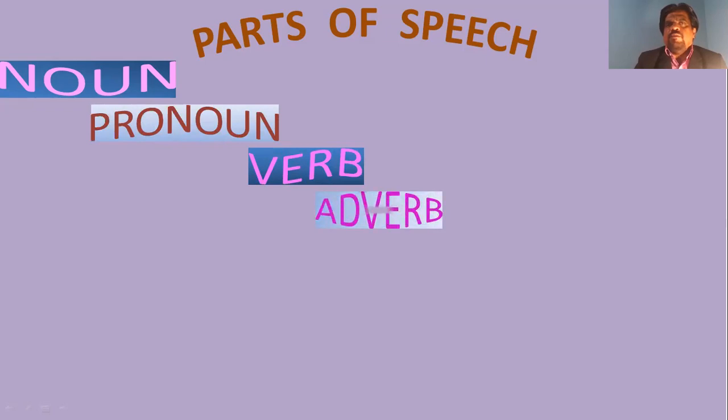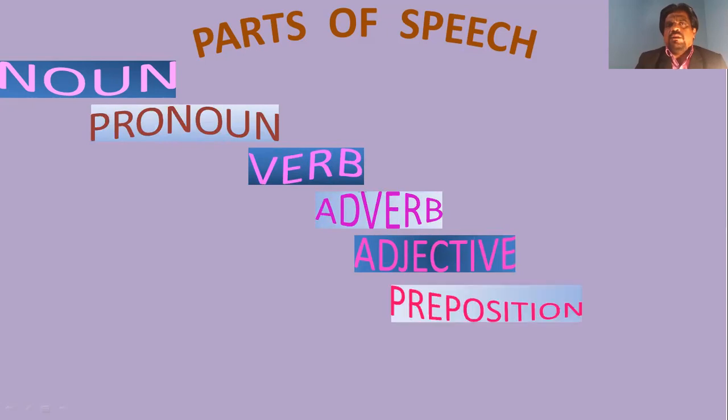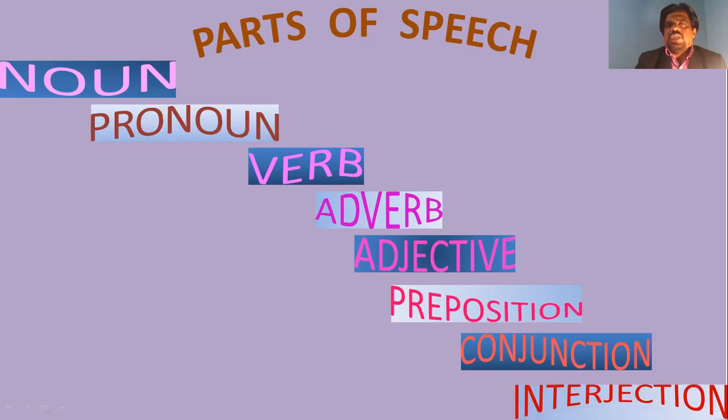From adverb we can go to adjective. And then we have 3 shun. The 3 shun, when we say, the last syllable is always shun. The first one is preposition. Preposition, conjunction, and interjection. Let us easily remember this by heart, these 3 shuns.